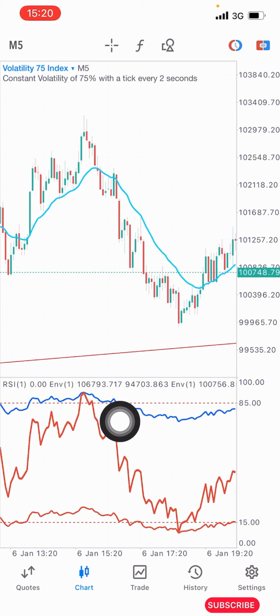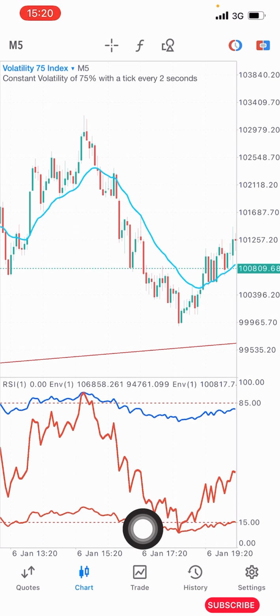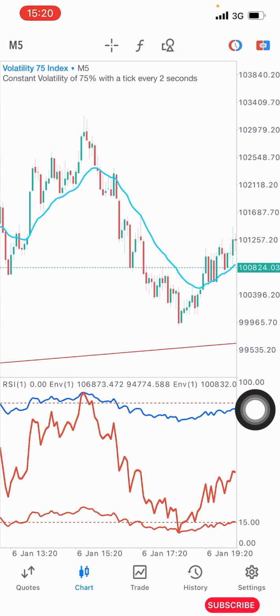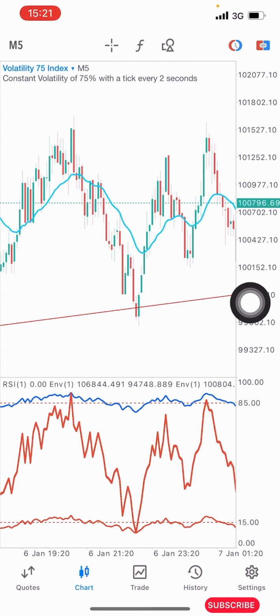All right, so you sell to the downside till this red line gets to the downside, which is our 15 level. Once it gets to the 15 level, you exit. It must not touch the red line before you exit. Okay, once it gets to the 15 level or the 85 level, you exit the market. Okay, now we wait for the buy opportunity.